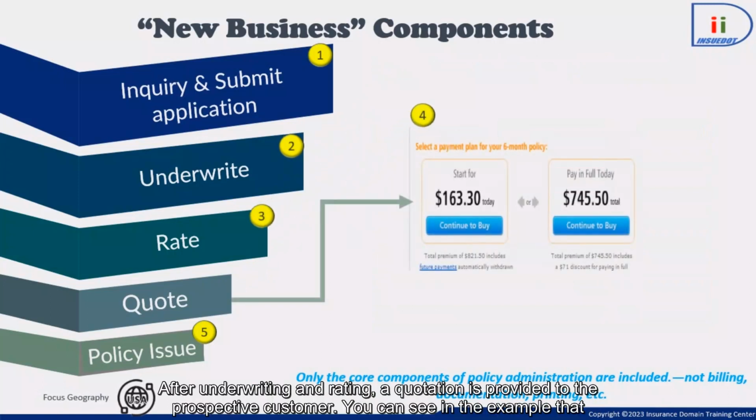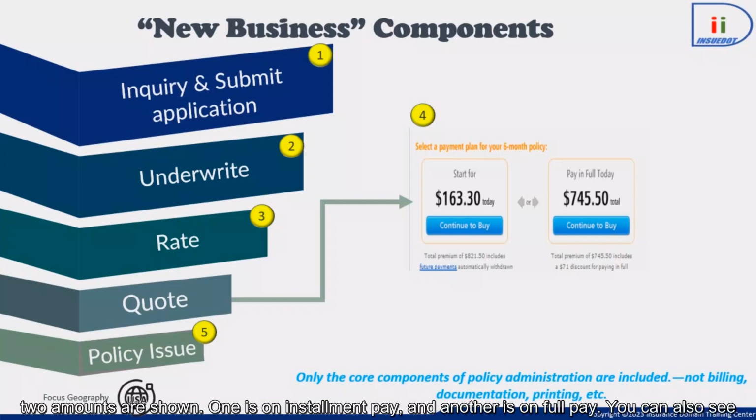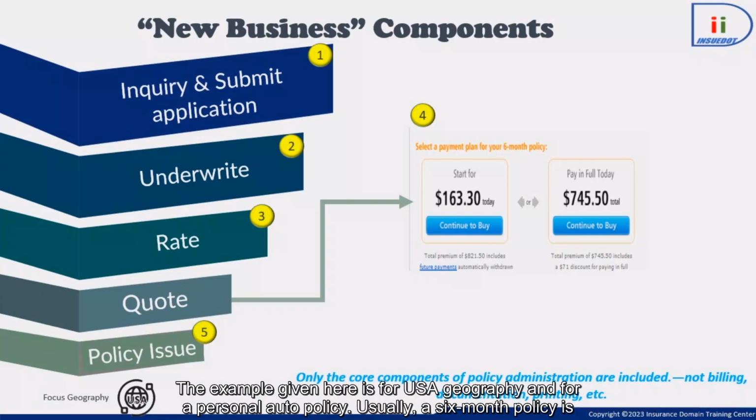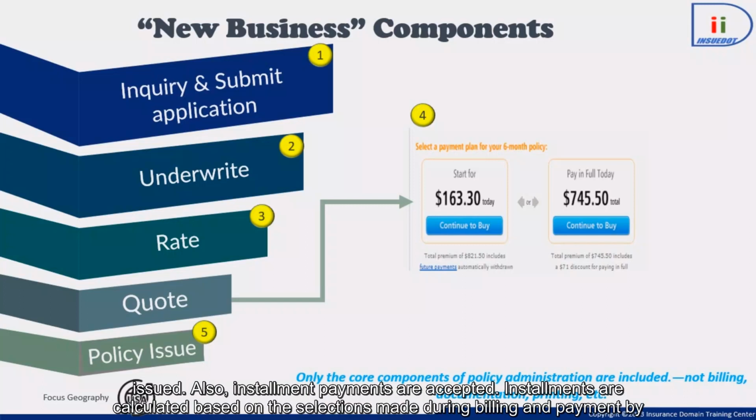After underwriting and rating, a quotation is provided to the prospective customer. You can see in the example that two amounts are shown. One is on installment pay, and another is on full pay. You can also see that the term is mentioned as 6 months policy. After 6 months, the policy has to be renewed. The example given here is for USA Geography and for a personal auto policy. Usually, a 6-month policy is issued. Also, installment payments are accepted.